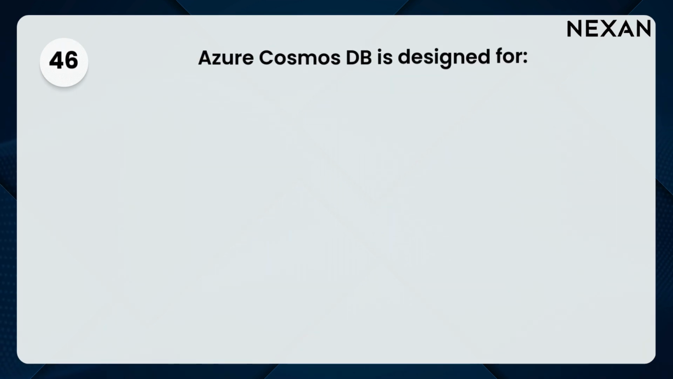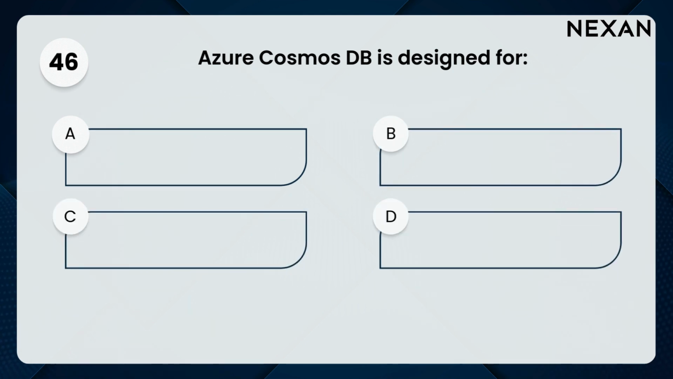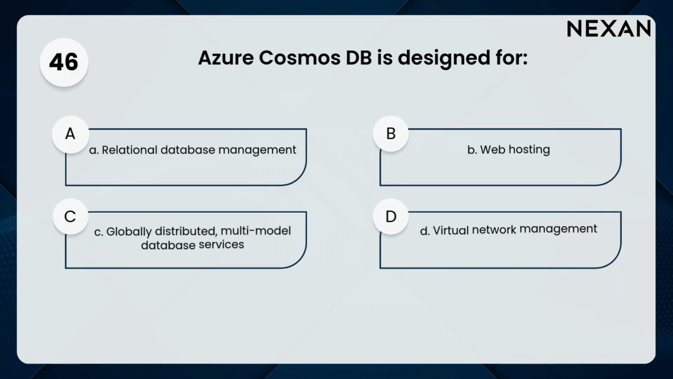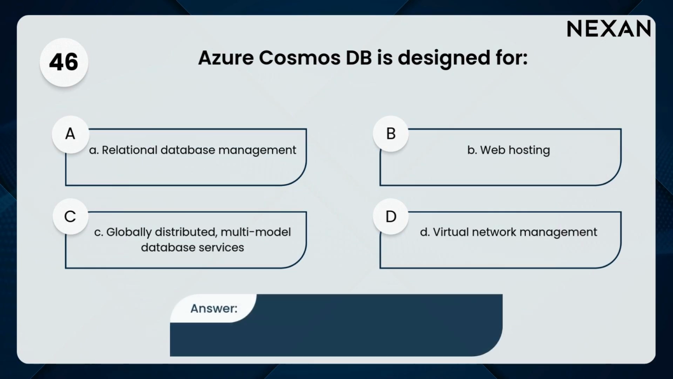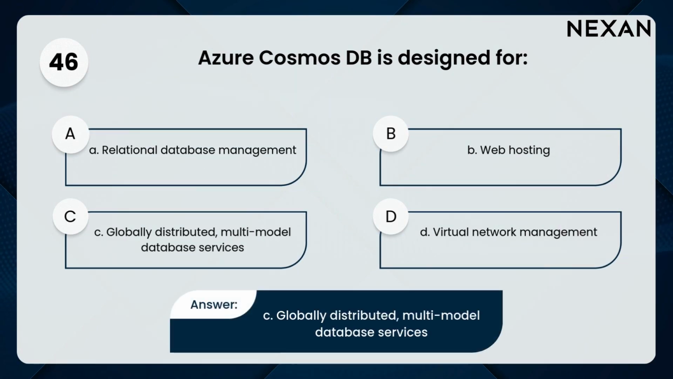46. Azure Cosmos DB is designed for A, relational database management, B, web hosting, C, globally distributed multi-model database services, D, virtual network management. Answer: C, globally distributed multi-model database services.